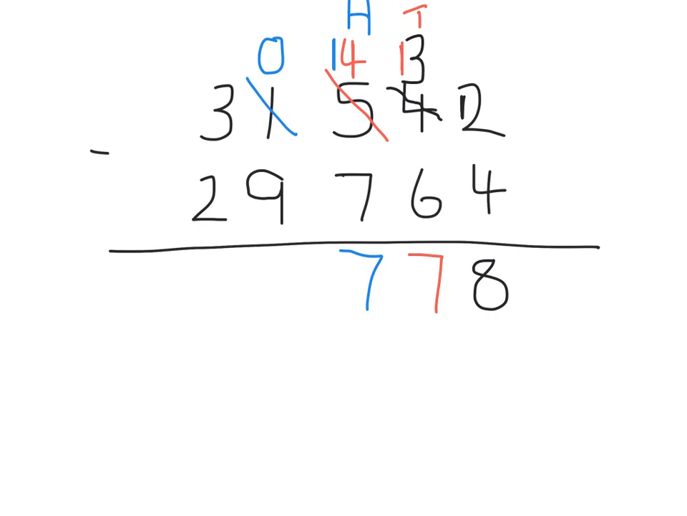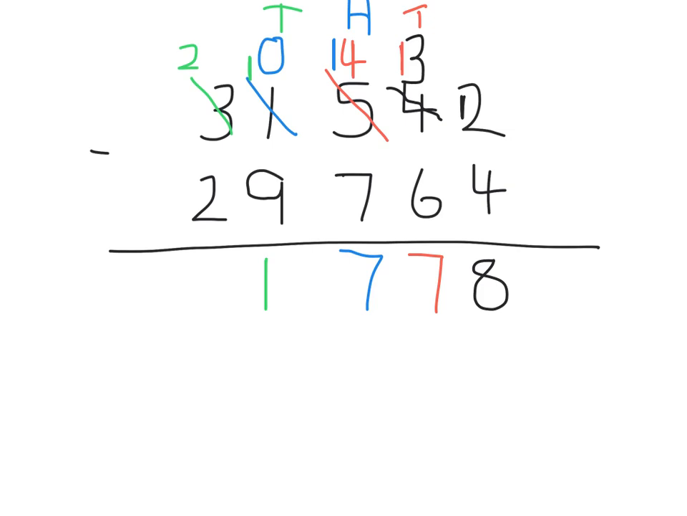And then I'm going to move on to my thousands. Now I can't take 0 away from 9, so I'm going to need to borrow again. So I'm going to borrow from my 10,000s now. So I've got 3 10,000s, so I'm going to borrow a 10,000 and turn it back into thousands. So that's going to leave me with 2 10,000s. So I'm going to move that back into the thousands column. So now I've got 10 thousands, and I'm going to take away 9 thousands, which is 1,000.